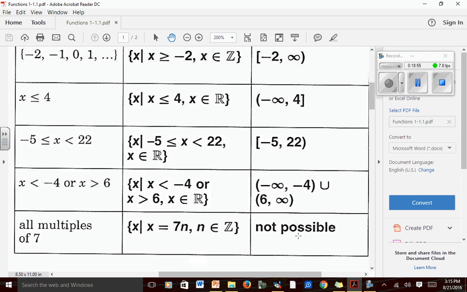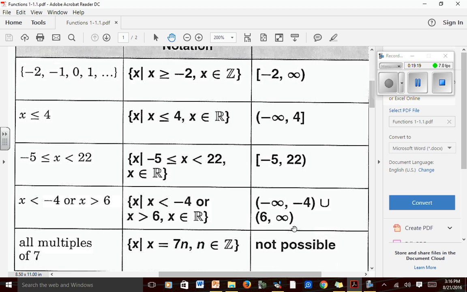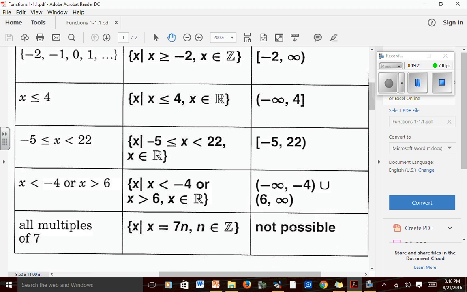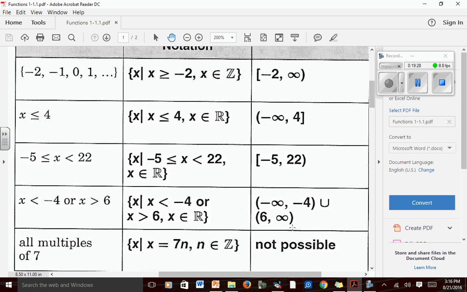All multiples of 7, we have to use the same technique that we did with the one that included pi. So n, you have to throw n in there, and n has to be all the integers so that we can account for -14 and 0 and 21. We can account for all the possible multiples of 7. Now we can't do that with interval notation because it hops all over the place and it's an infinite number of values. So there's one case where you can do it with set builder notation, but you won't be able to do it with the interval notation.